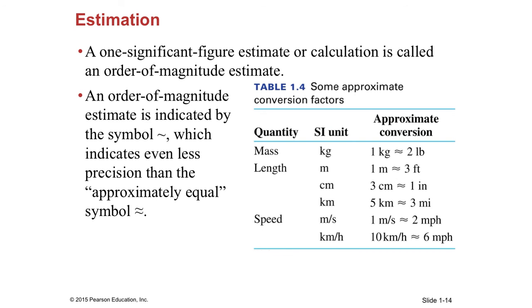All right, if you make an estimate of something with only one significant figure, we call that an order of magnitude estimate. Because remember that the order of magnitude for something was just the power of 10, and so we're saying how much times the power of 10 to within a factor of 10, essentially. The order of magnitude estimate is indicated by the symbol tilde, which indicates even less precision than the usual approximately equal symbol, which is sort of a curly or wavy equal sign. All right, and so we can say 1 kilogram is approximately 2 pounds, or 1 meter per second is approximately 2 miles per hour.